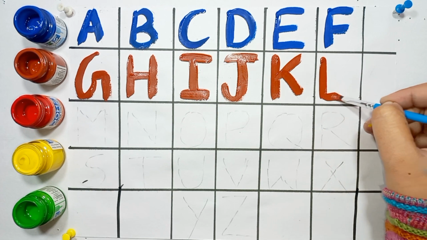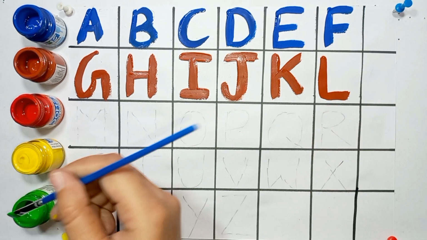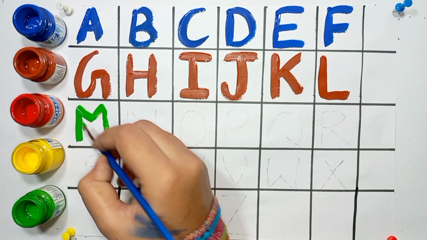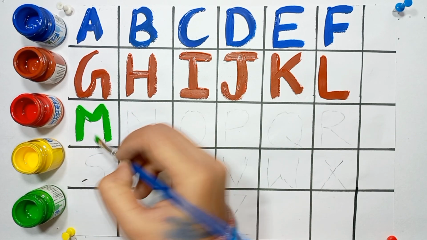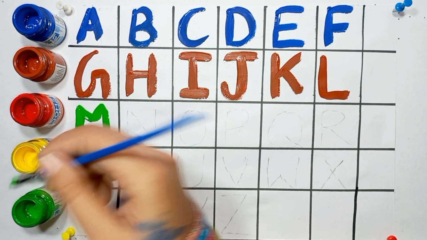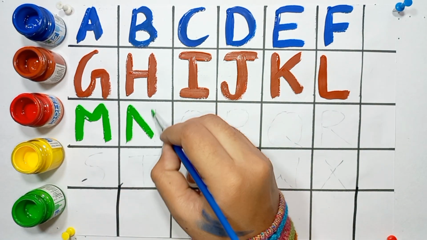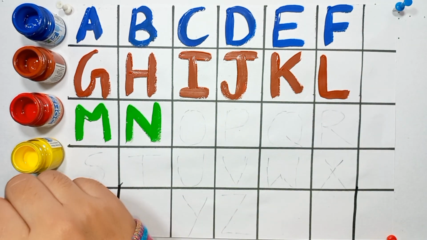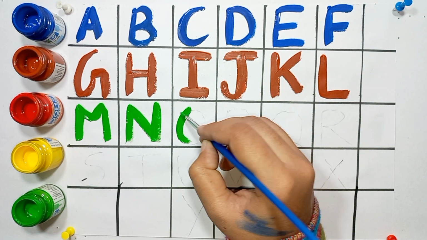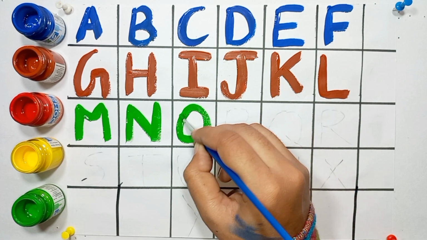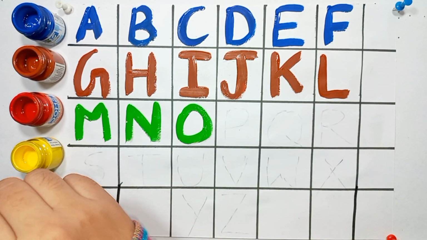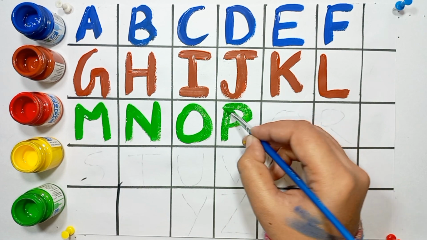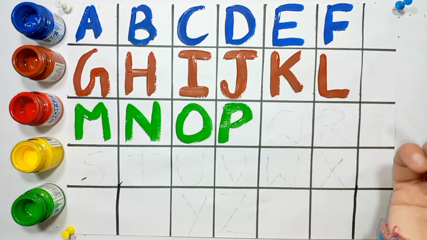L for lion. L for green color. M for monkey. N for next. O for orange. P for parrot.